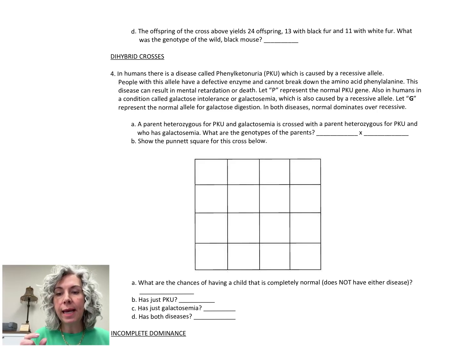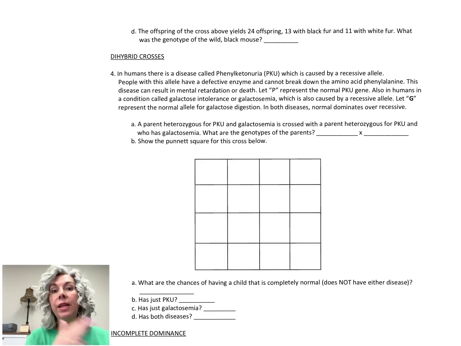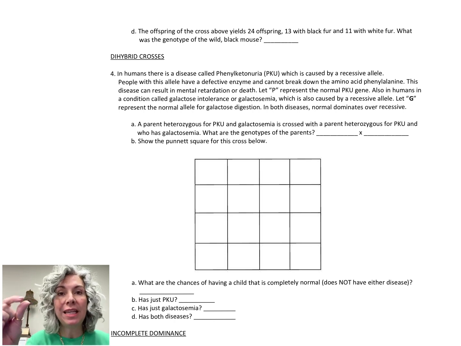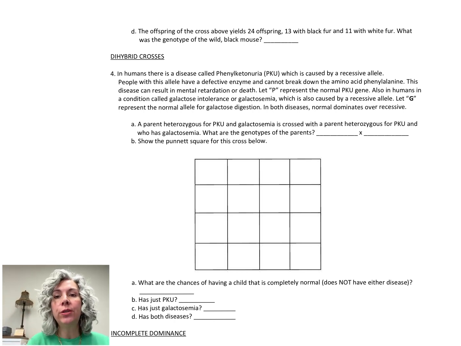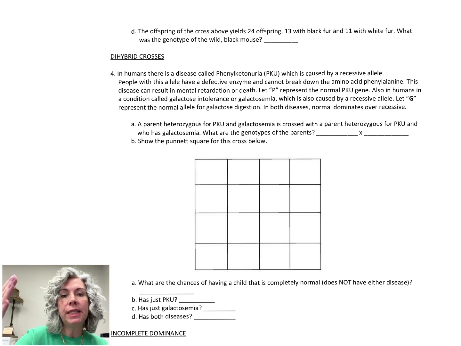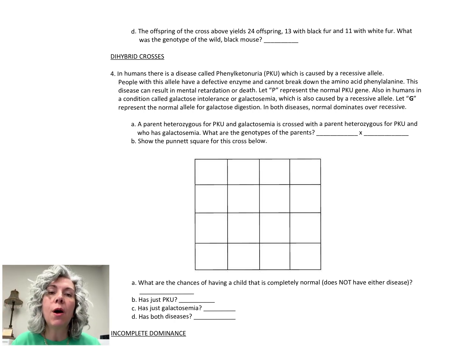Okay, so it looks like our next question falls on the next page. Letter D up here at the top, still that same line of questioning with the test cross. Letter D: offspring of the cross above, which would be that test cross we just completed, yields 24 offspring. So 24 little mice babies. 13 of those babies have black fur, 11 have white fur.